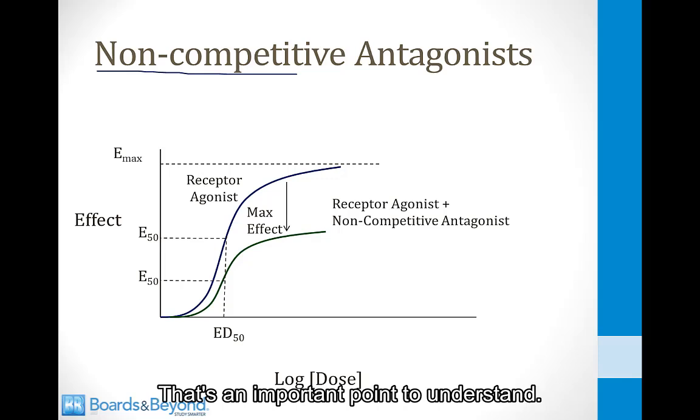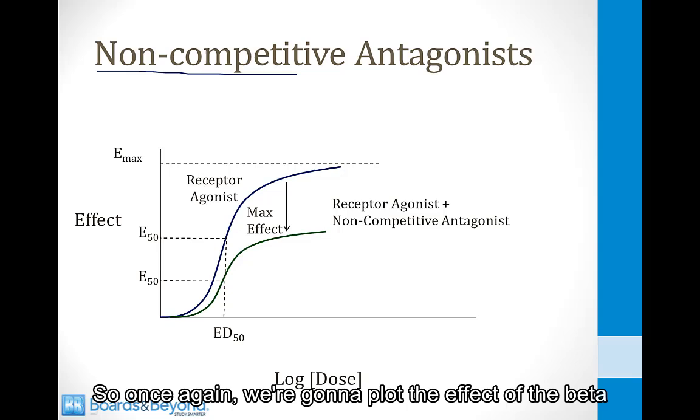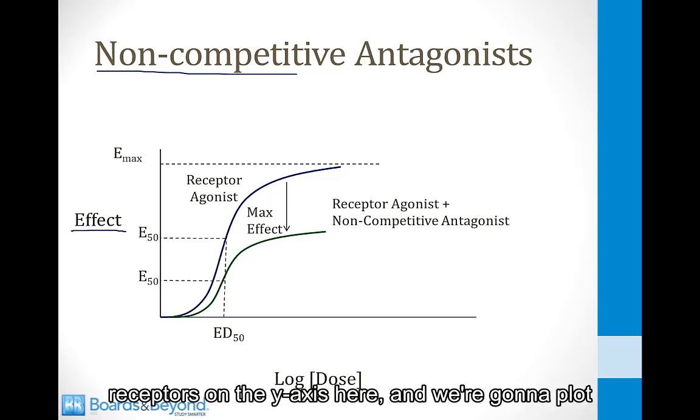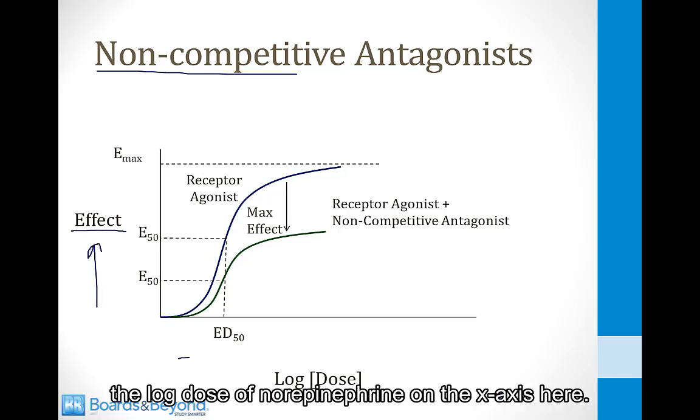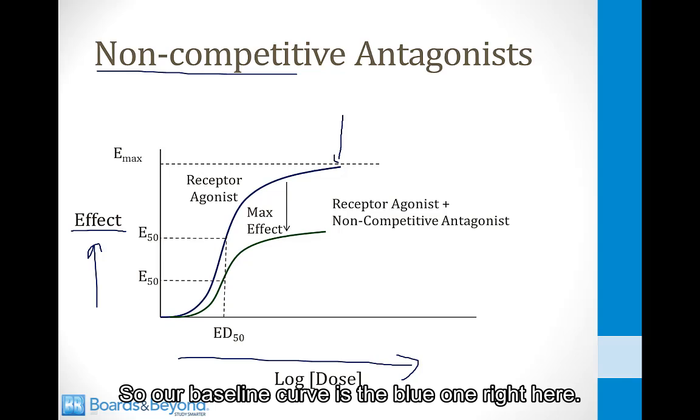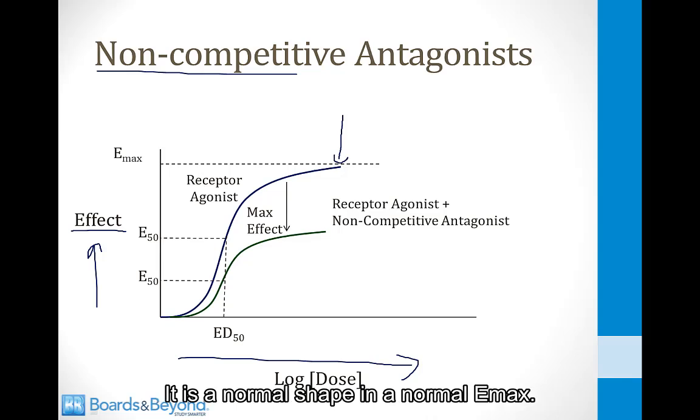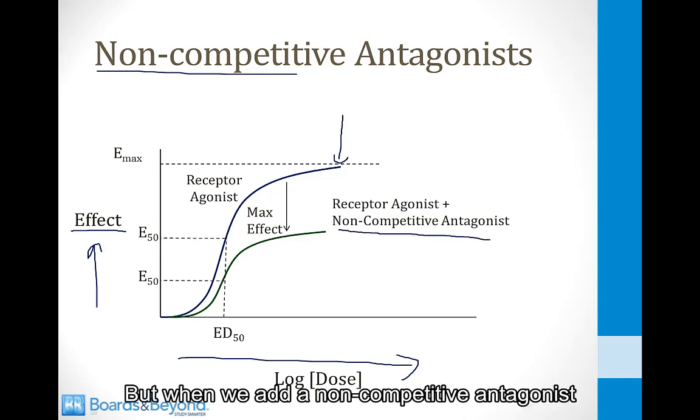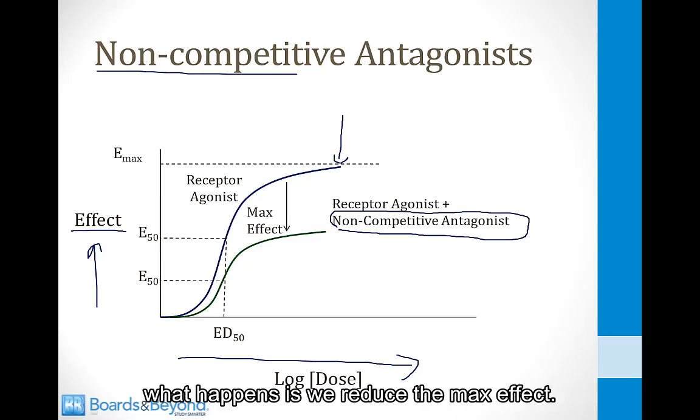That's an important point to understand. So once again, we're going to plot the effect of the beta receptors on the y-axis here, and we're going to plot the log dose of norepinephrine on the x-axis here. So our baseline curve is the blue one right here. It is a normal shape and a normal Emax. But when we add a non-competitive antagonist, what happens is we reduce the max effect.